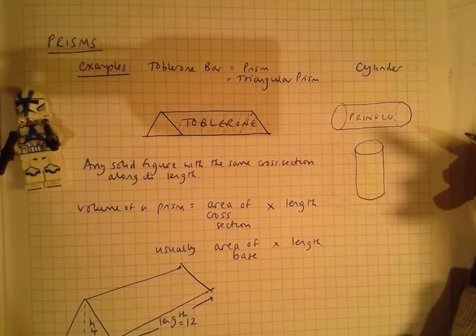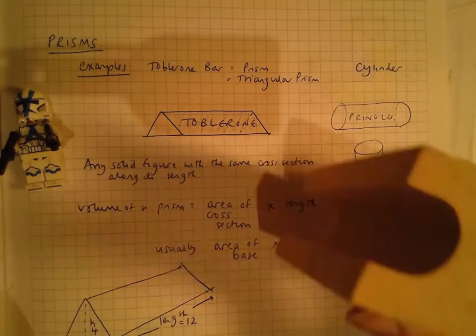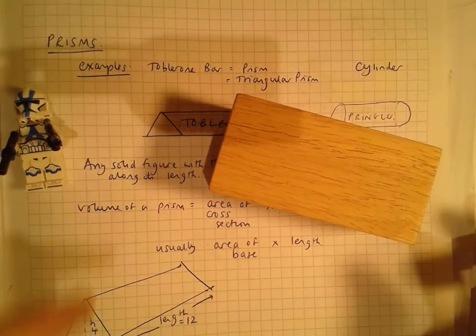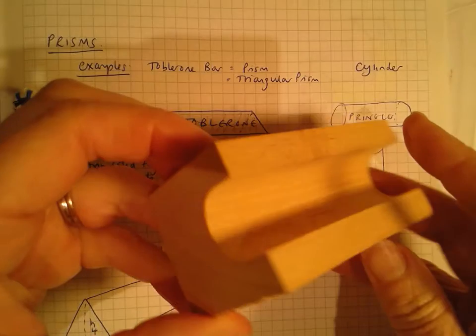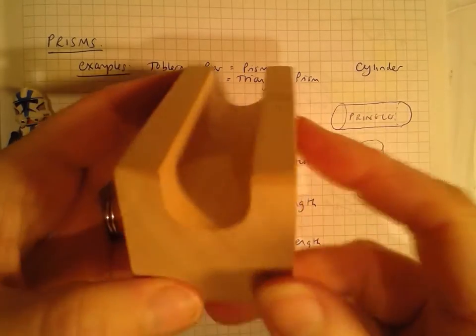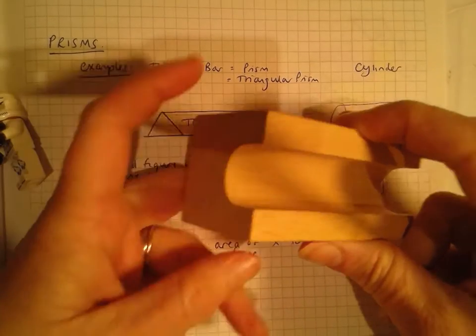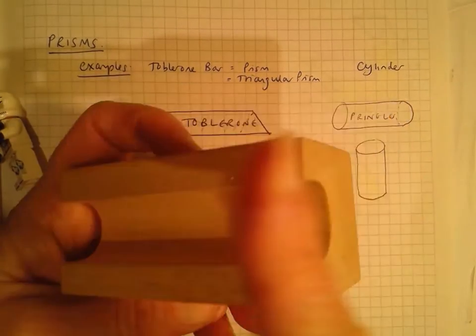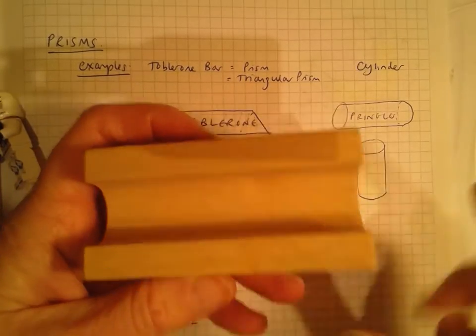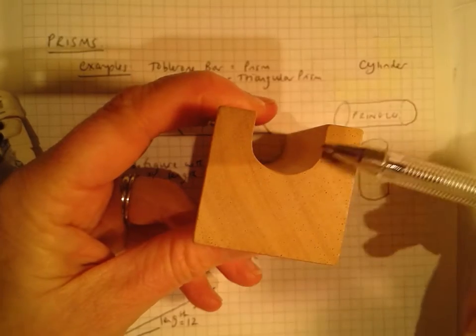So I've got some here. Here's a prism. You can see it's solid, and it's got the same cross section all along. If I was to cut a slice of this, at the other end, or a slice in the middle, the slices would all look the same. They'd all look like this shape here, with this square with a circle cut out of it.